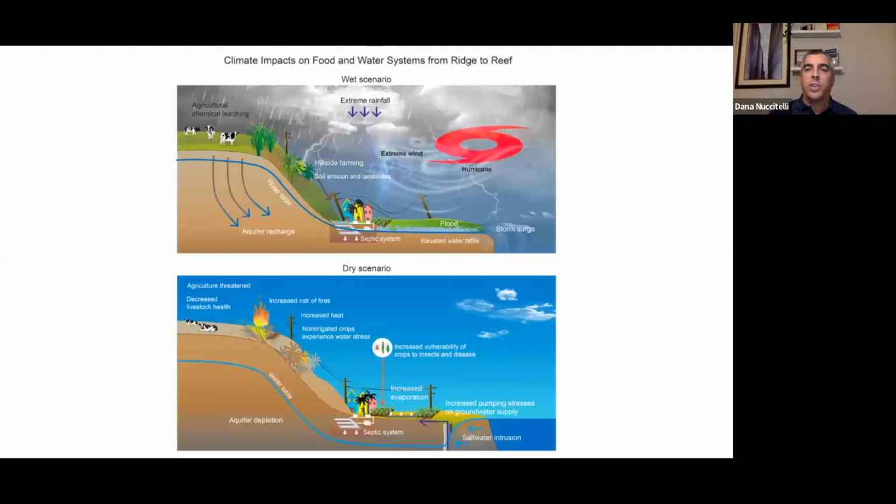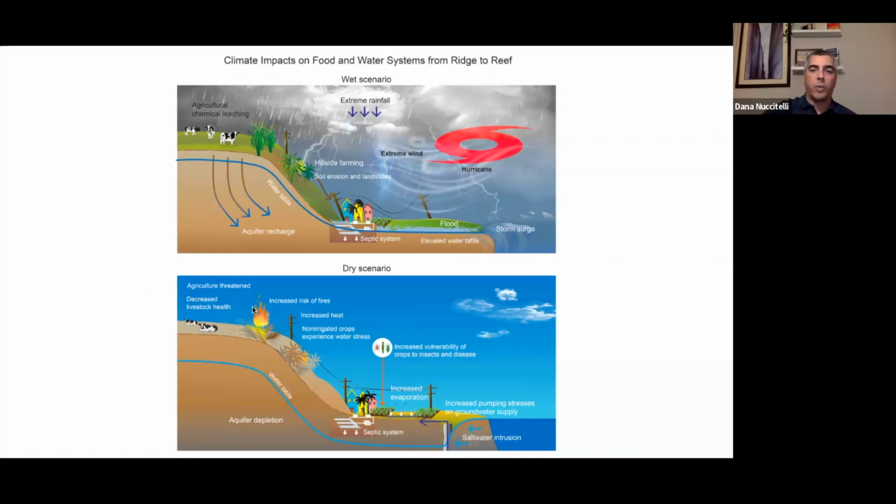So this is another nice chart, nice graphic from the report that looks at the climate impacts in particularly wet and stormy events like hurricanes and when there's a particularly intense dry scenario. So when there's a big storm or a big hurricane, you have to worry about storm surges causing flooding, impacting septic systems and water supplies and causing soil erosion, and also leaching from crops and associated fertilizers and chemicals.